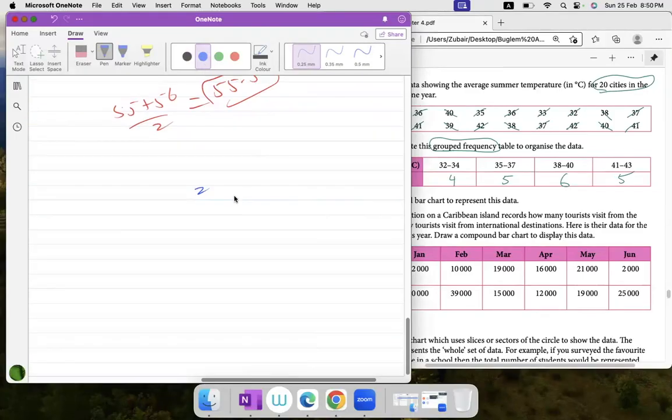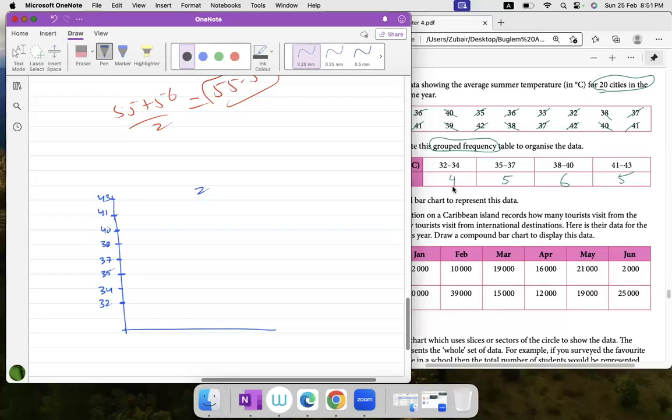Okay. So for the horizontal bar chart, this is 32 to 34. Then that is 35 to 37. Then we have 38 to 40. And the last one is 41 to 43.